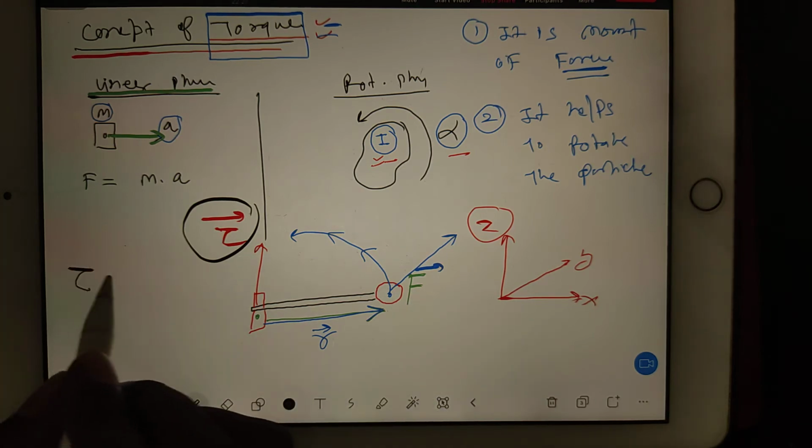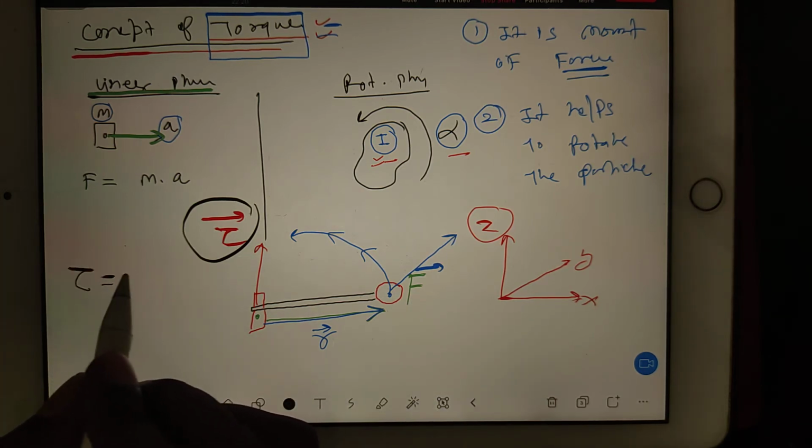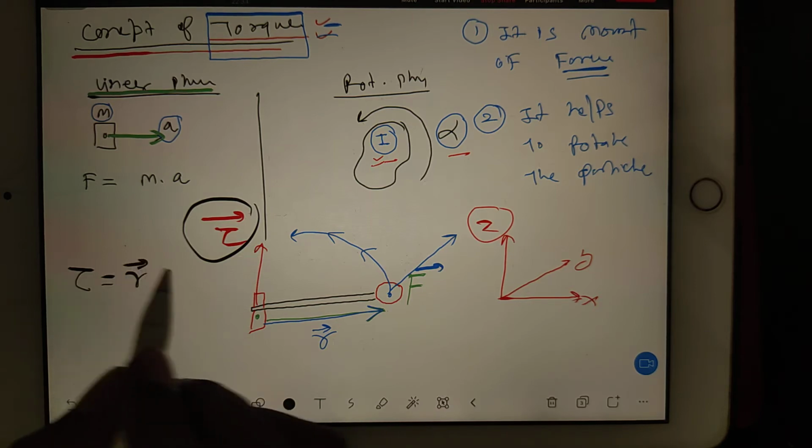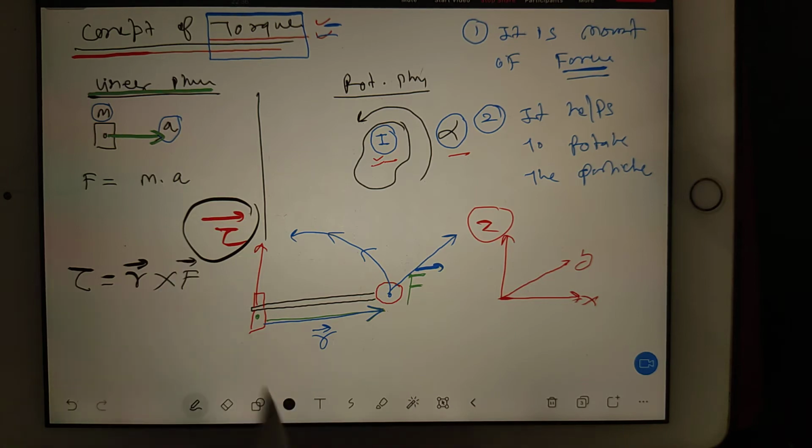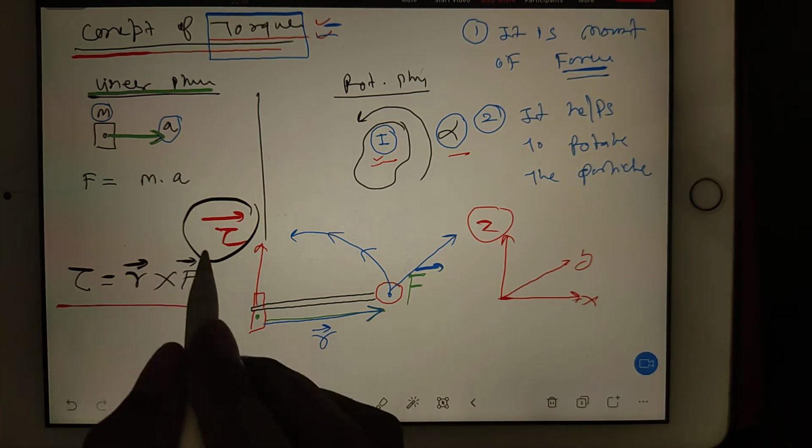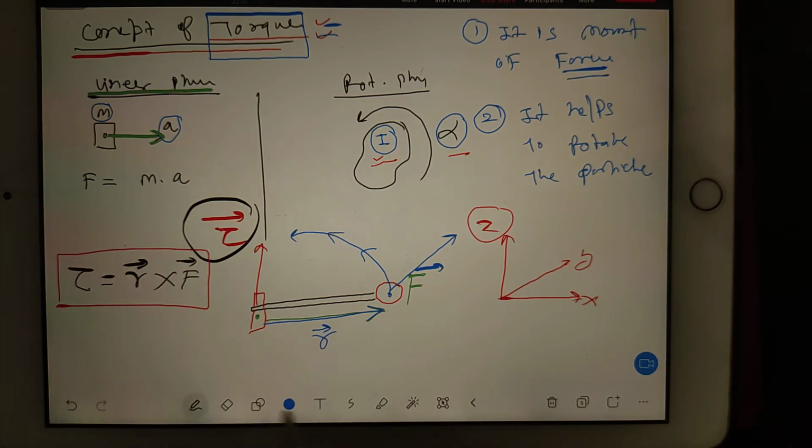So torque is equal to, no, actually you are right, F into R, but F into R is not the right formula. Actually it is R cross F. R cross F is the correct formula. R cross F. No, they are not the same.